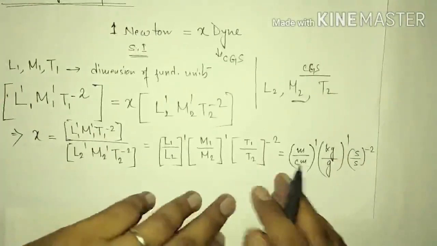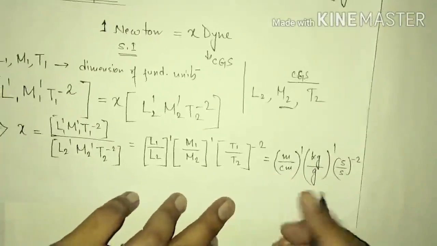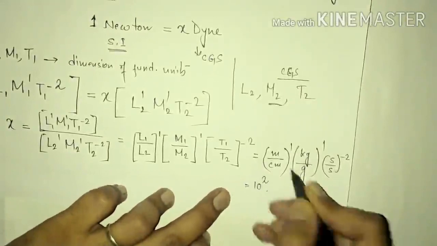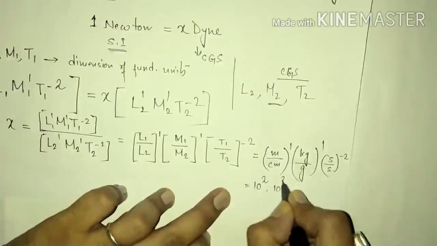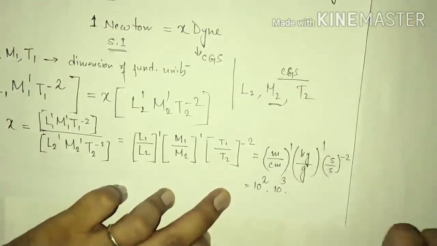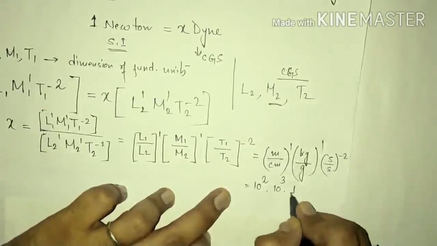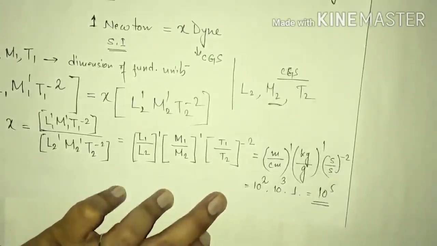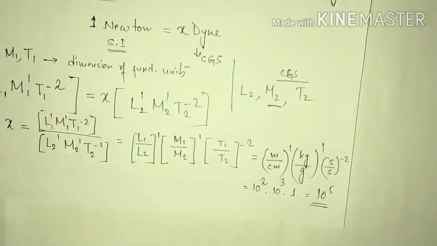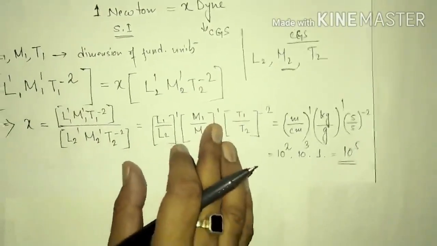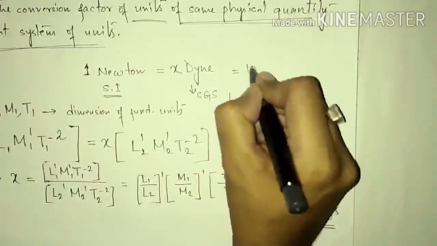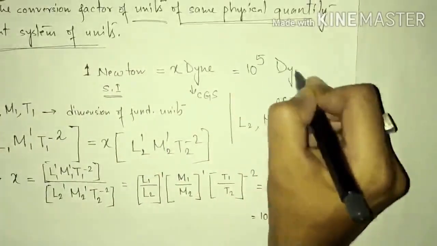So this becomes what? Meter by centimeter is 10 to the power 2. Kilogram by gram is 10 to the power 3. And second by second is 1, so 1 to the power minus 2 is again 1. So what we get is 10 to the power 5. We find the value of x to be 10 to the power 5. So I can write that 1 Newton equals 10 to the power 5 dyne.